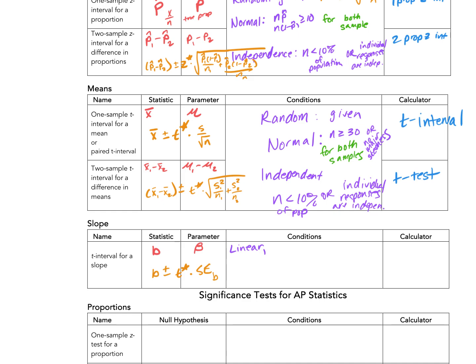The conditions for a t-interval for beta. This should say t-interval or t-test. That's fine. Independent. Normal. Equal variances. This is the linear condition.